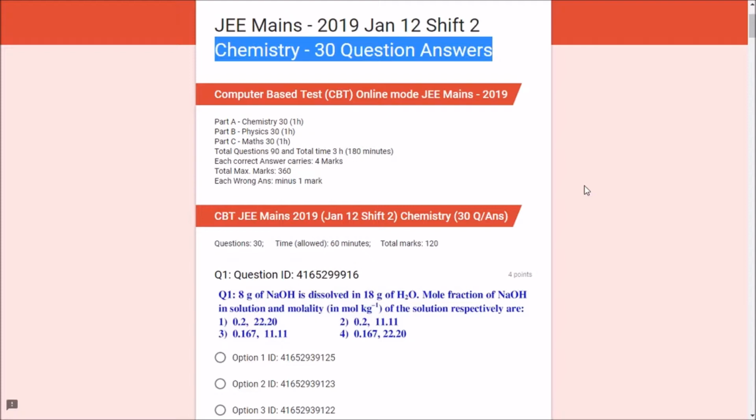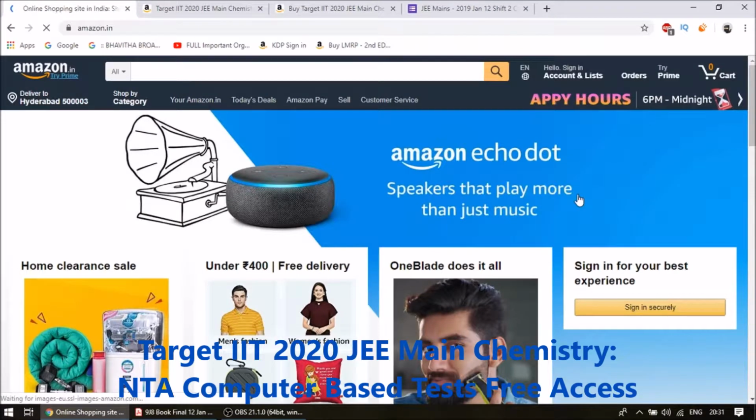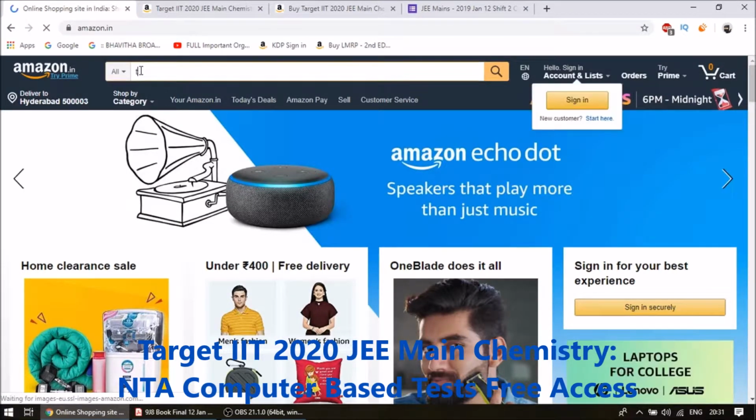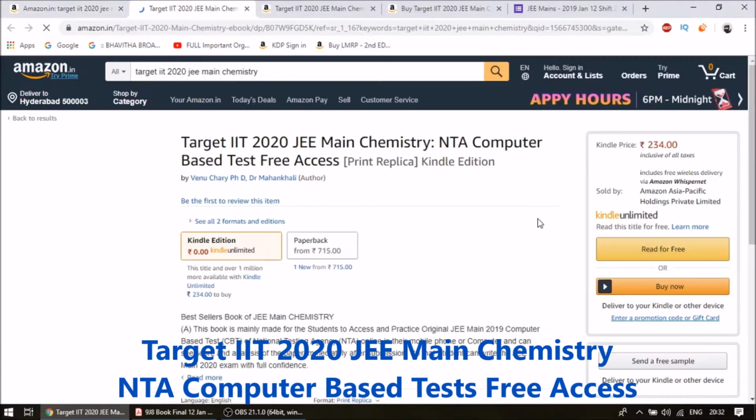Dear friends, let us see how to open it using that book. Simply go to amazon.in, and there you can type Target IIT 2020 JEE Main Chemistry. You will get a number of different types of books. Target IIT 2020 JEE Main Chemistry NTA computer based test free access, and taking this it opens like this.